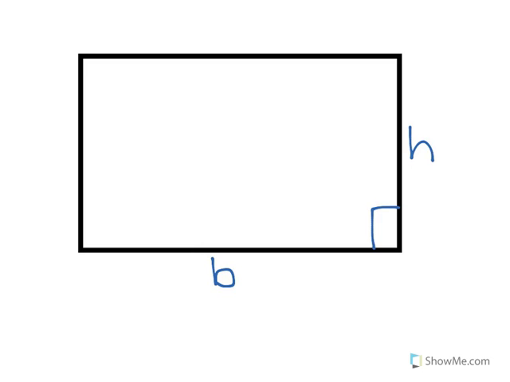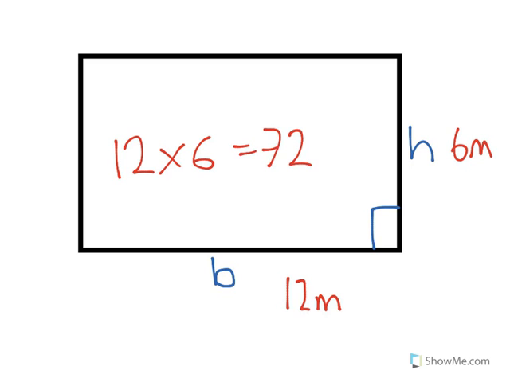When you're finding the area of basic shapes, you're always going to be looking for lengths that are at right angles. So for example, if this rectangle was 12 meters wide and 6 meters high, we would do 12 times 6, the base times the height, and that would give us 72 meters squared. Area always measured in lengths squared. Let's try something a little different.